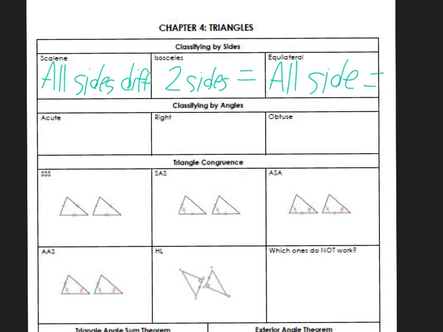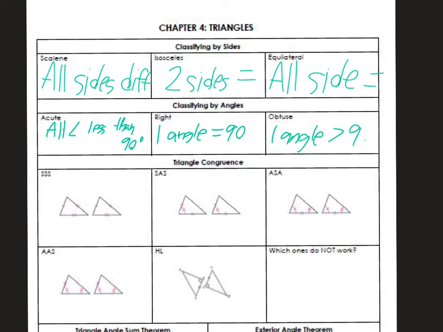Classifying them by angles, acute triangles have all angles less than 90. In a right triangle, we'll have one angle that's equal to 90. In obtuse triangles, we'll have one angle that is greater than 90.